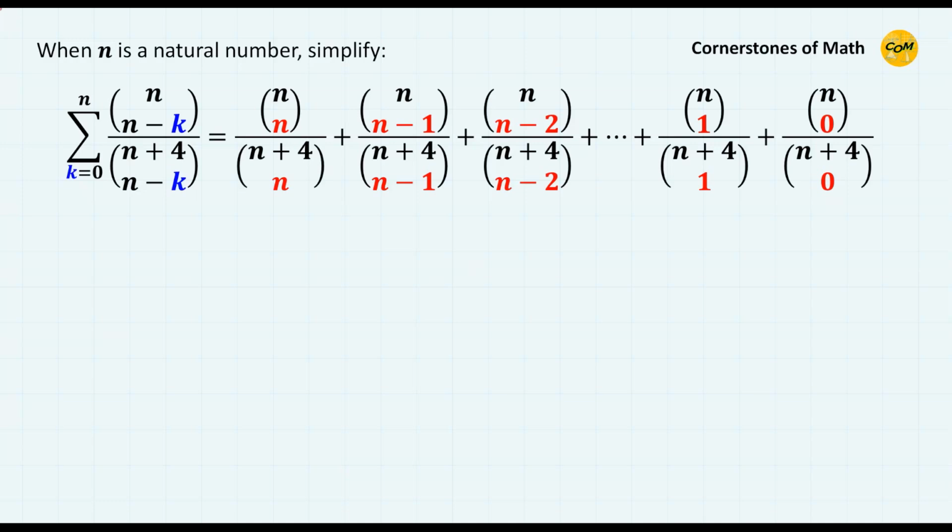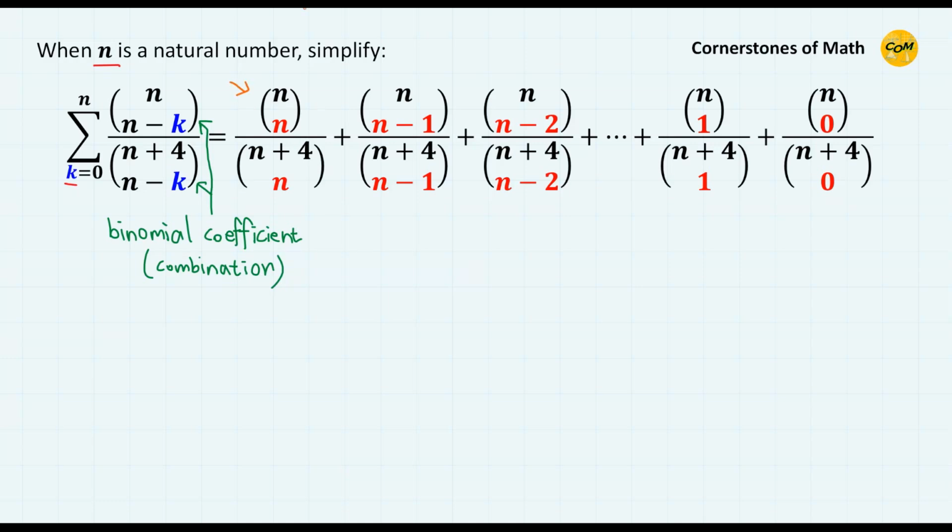Today I've got this interesting looking summation problem. When n is a natural number, we have to carry out the summation where k changes from 0 to n. The binomial coefficient, also known as combination, n choose n minus k divided by n plus 4 choose n minus k.